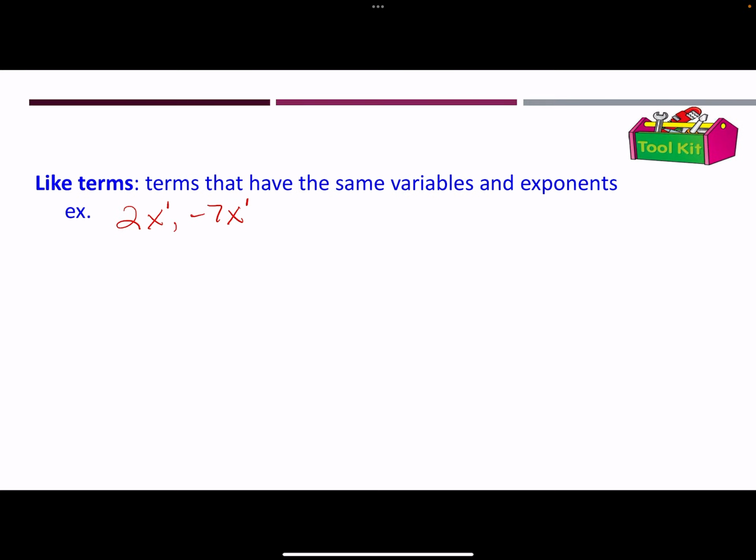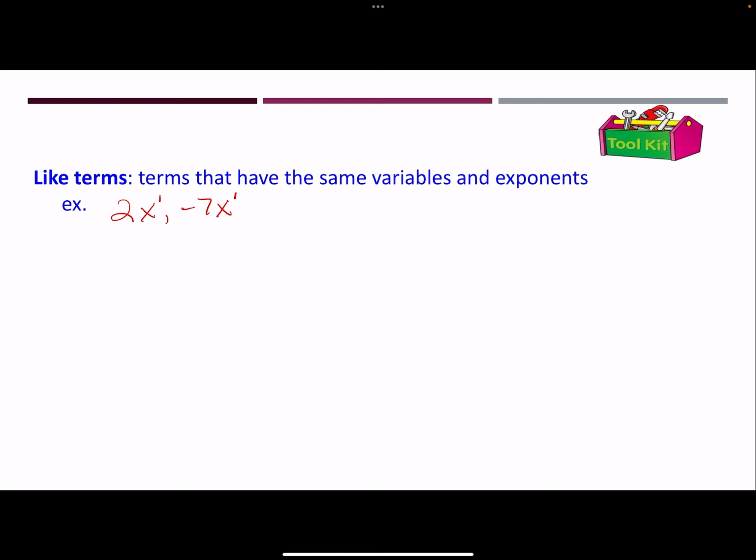And one of the important parts that I want you to remember is that the coefficient doesn't matter when we're talking about like terms. So the coefficients here are the number in front of the x's, the 2 and the negative 7. They can be negative, they can be positive, fractions, decimals, doesn't matter. The only thing that matters is that they need the same variables and exponents.